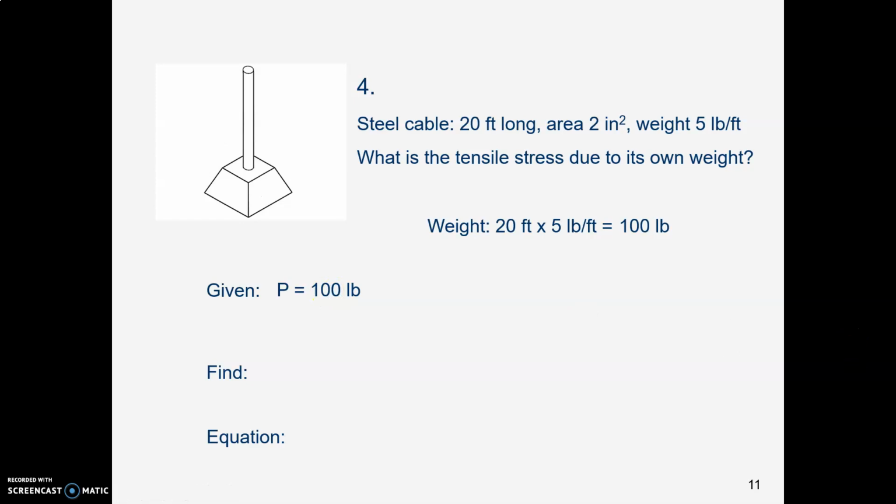What else do we know? We were told that the area is 2 square inches. And what are we trying to find? The stress. Oh, look, our familiar stress equation: stress equals force over area. Stress is pounds per square inch. So there's our equation. 100 divided by 2, that will give us our stress. Yay!